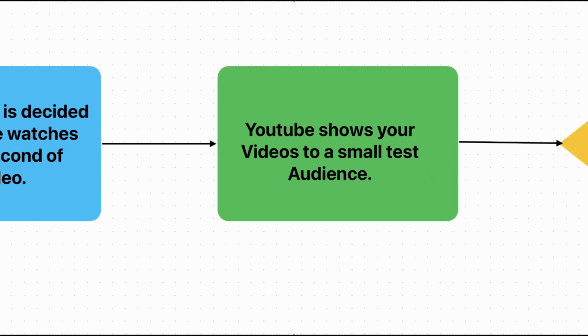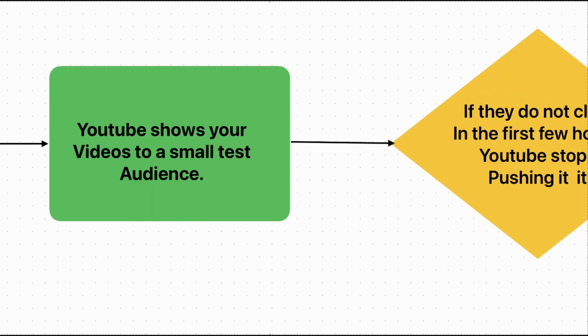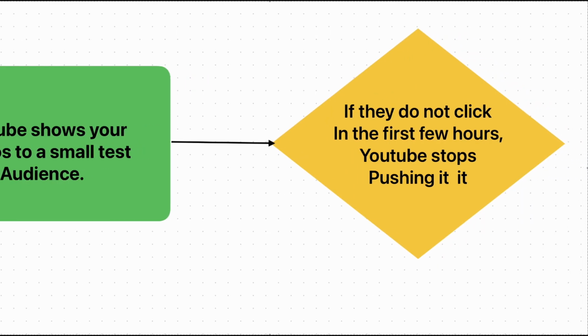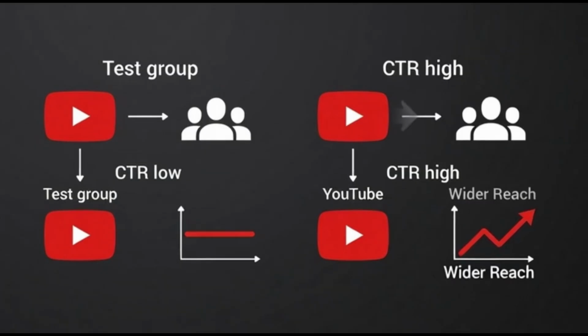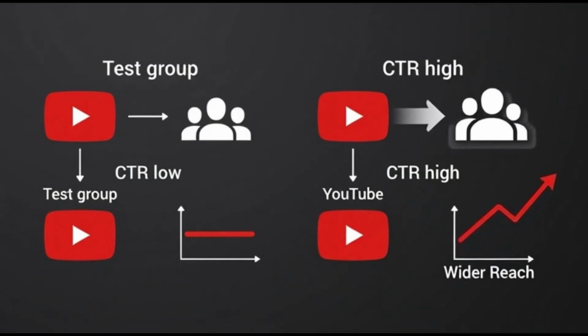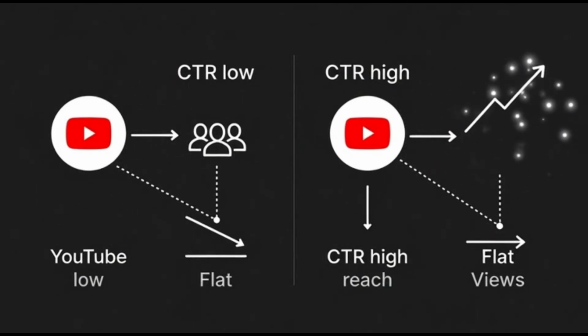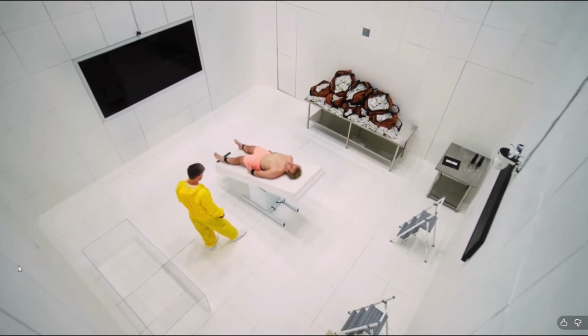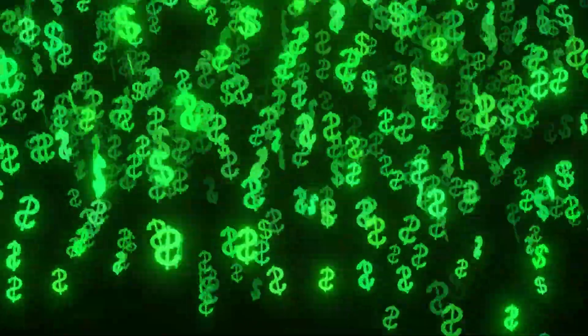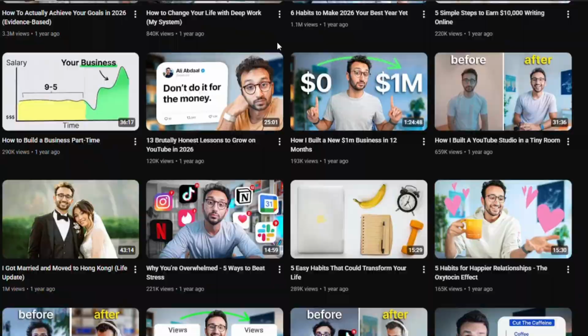YouTube shows your video to a small test audience. If they do not click in the first few hours, YouTube stops pushing it forever. It does not matter how good the content is. If the thumbnail does not grab attention, the video is dead before it starts. Big creators understand this. That is why they spend insane money on thumbnails. They know the thumbnail is the single highest leverage investment in their entire workflow.